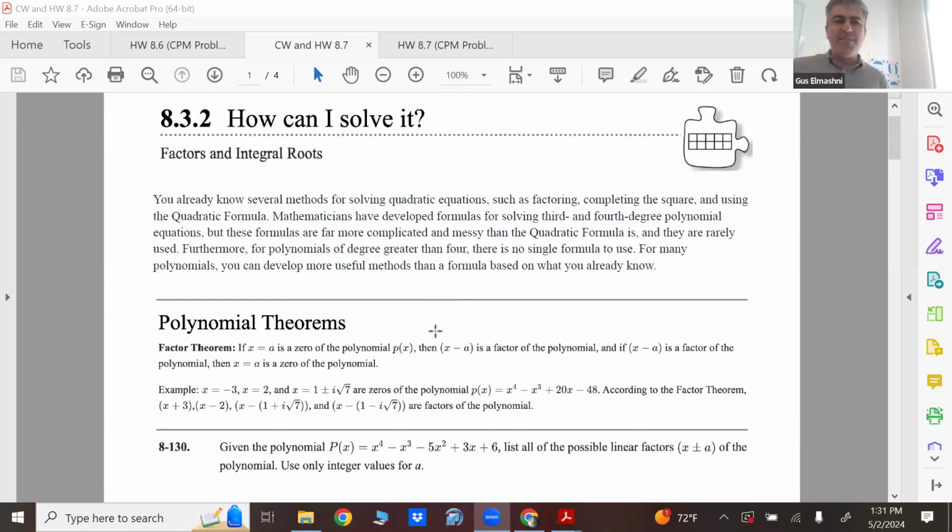So we'll just be honest, right? All right. Anyway, factors and integral roots. Okay. So let me kind of read this little blurb here. Actually, I'll give my voice a break. Gus, do you mind reading that first paragraph, please?